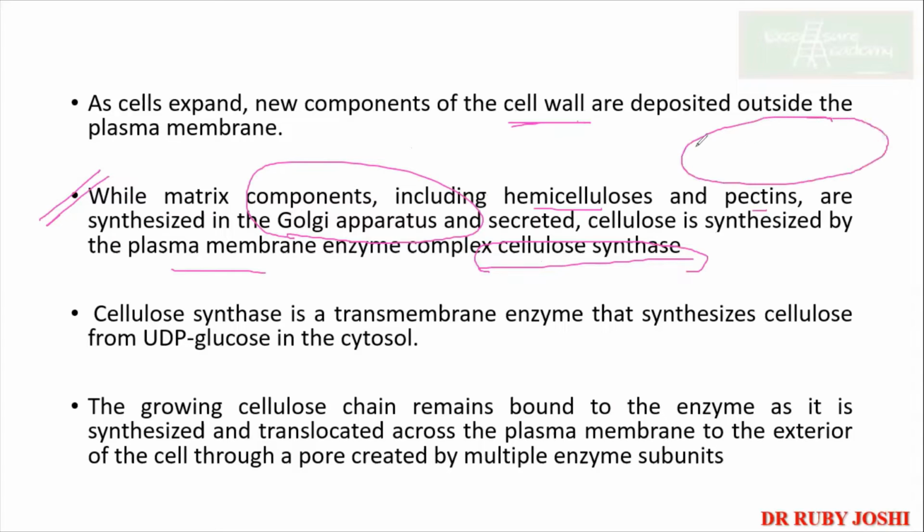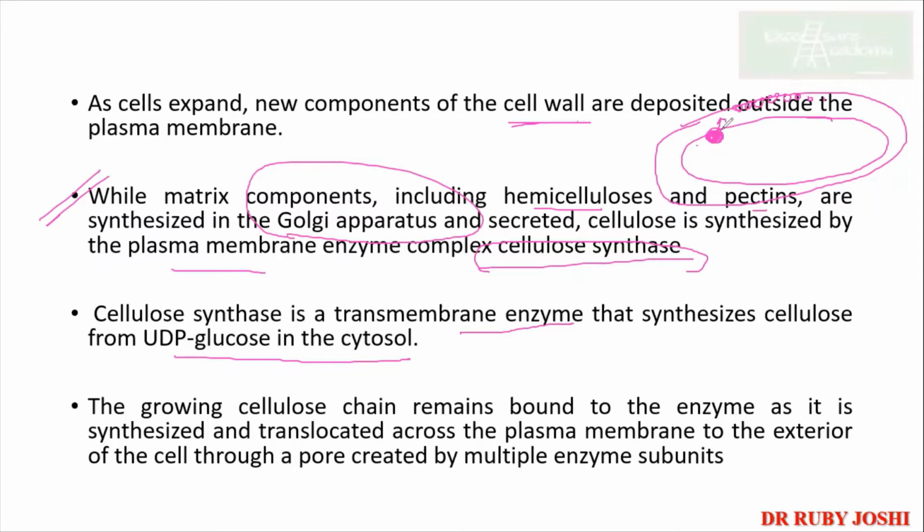अब देखो ये आपका plasma membrane हो गया, बाहर आपका cell wall हो गया, correct? So this enzyme, cellulose synthase, is present here. It's a transmembrane enzyme. ओके तो ये यहाँ से सिंथेसाइज करके यहाँ से आपको यूनिट देता रहेगा सो दैट इन दी सेल वॉल इट कैन बी एडेड. Cellulose synthase is a transmembrane enzyme. It synthesizes cellulose from UDP glucose in the cytosol. The growing cellulose chain remains bound to the enzyme as it is synthesized and translocated across the plasma membrane to the exterior of the cell through a pore created by multiple enzyme subunits.